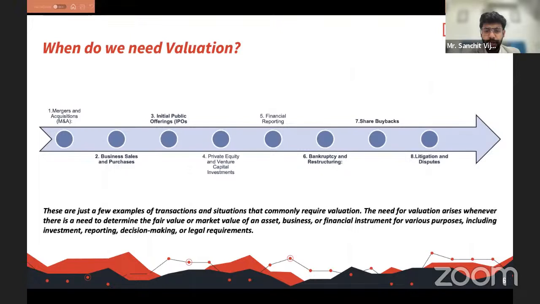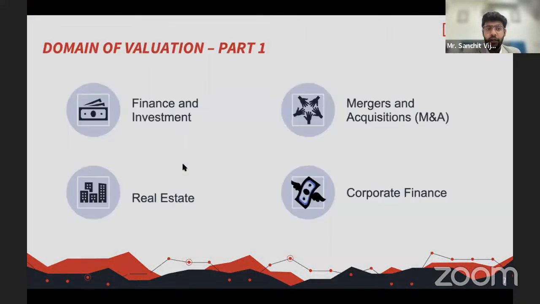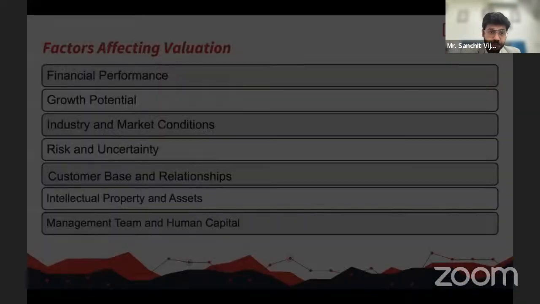So these are a few examples of transactions and situations that commonly require valuation. The need for valuation arises whenever there is a need to determine the fair value or market value of an asset, business, or financial instrument for various purposes, including investments, reporting, decision-making, or even legal requirements. There are lots of other domains also where valuation plays a crucial role, and we need to cover financing and investments, real estate, M&A, corporate finance, financial reporting, all of these.